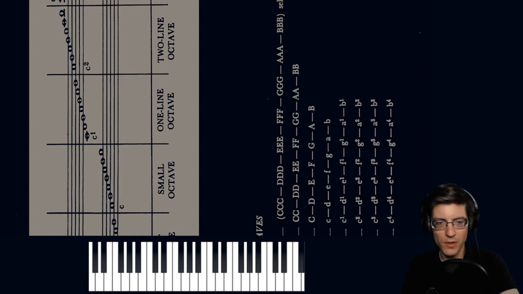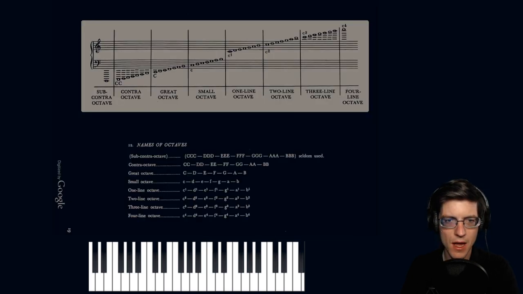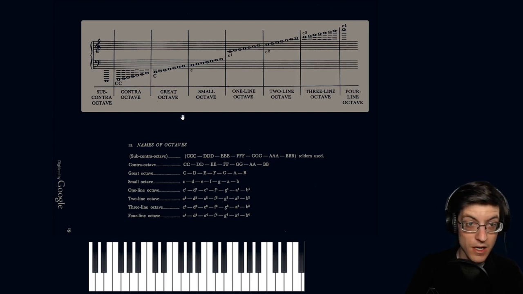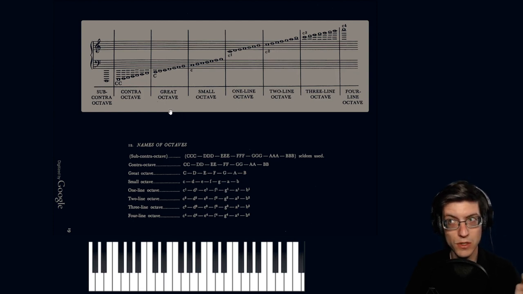Let me pull that up here. I'm back now. And this is the octave chart. I just have to get it in place here. And where is it? There we go. So we have our bass, our octave levels, and this is sub contra octave, and that is, oh man, that is the octave below the C.